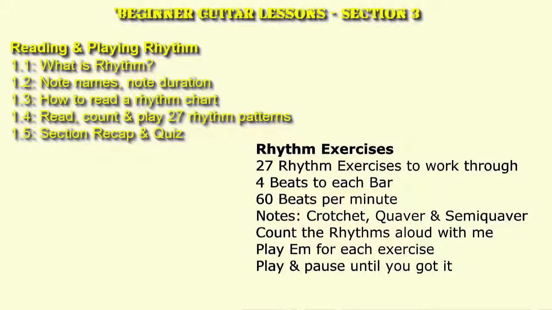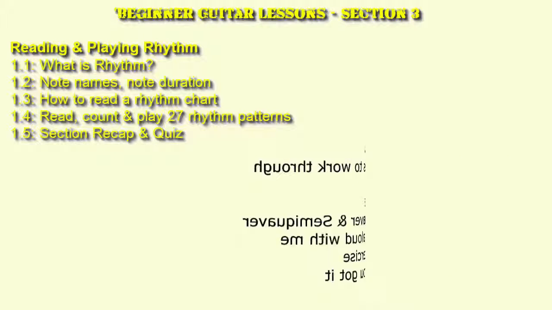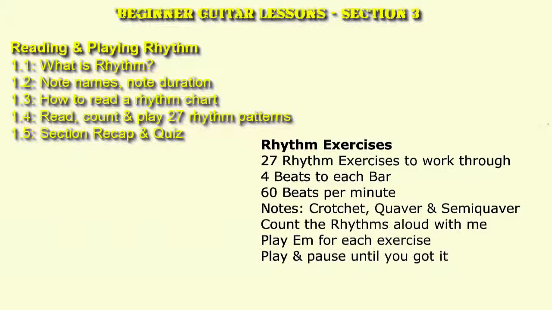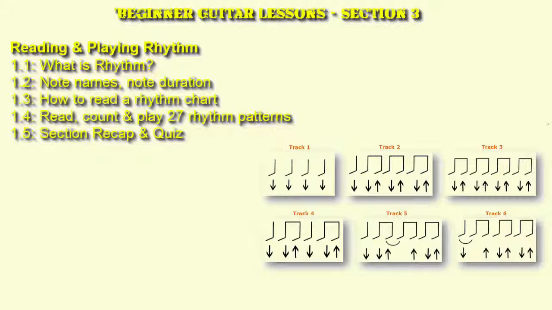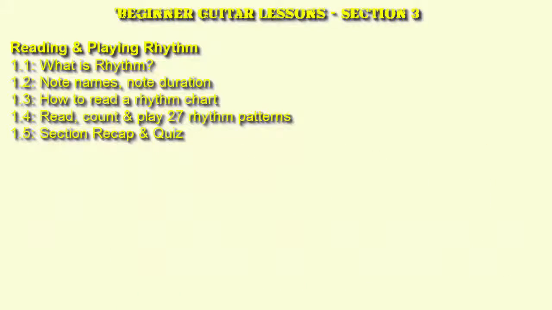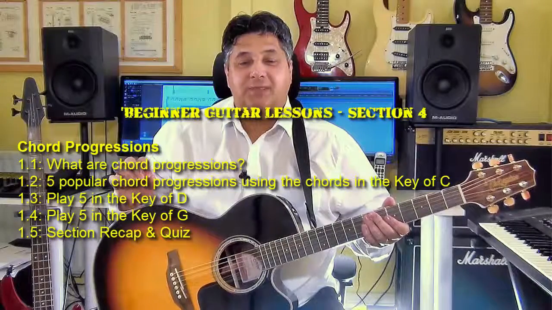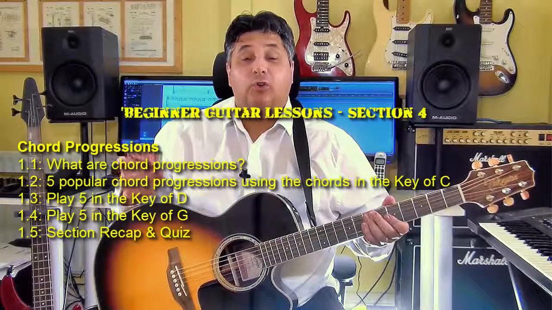In this particular lesson, we're going to look at 27 different rhythms. The rhythms are all based on 4 beats to a bar. We go for 4 bars, so enjoy. 1, 2, 3, 4. 1, 2, 3, 4. What we're going to do in this particular lesson is look at chord progressions.